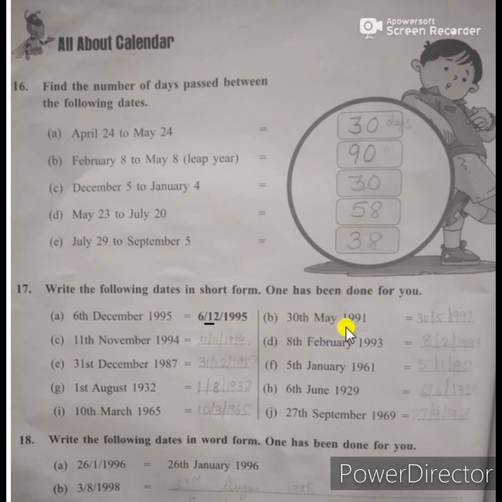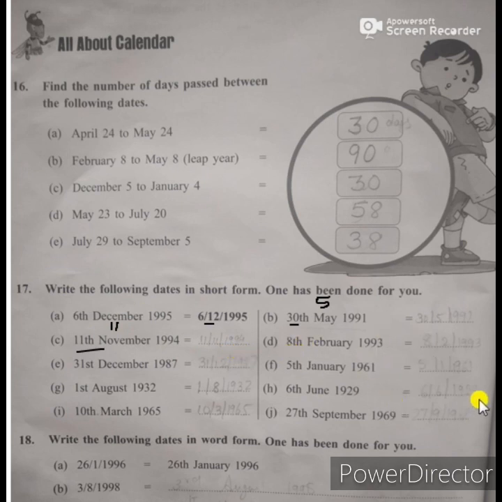The second one is 30th May 1991. 30th, you have to write 30. May means 5th month of the year, and 1991. The third question also I will explain. 11th November 1994. 11th, that date you have to write first. November means the 11th month of the year, so write again 11 and 1994, you write in full.